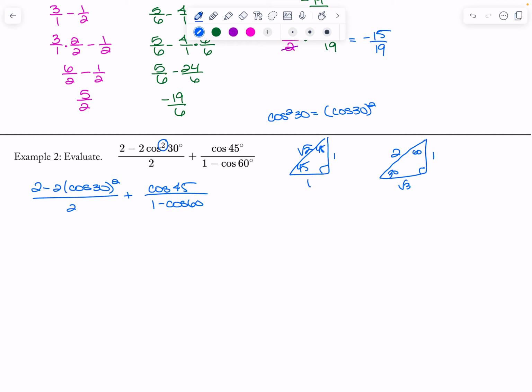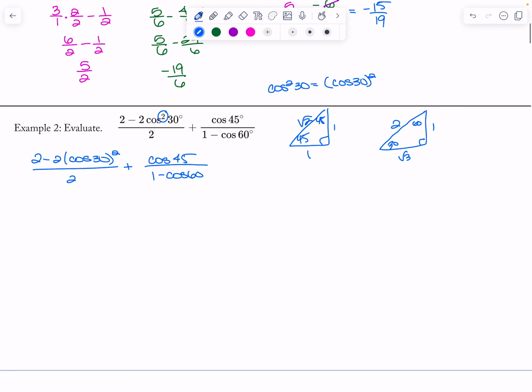Okay, so now I'm going to simplify by looking at my triangle and substituting in. So I have 2 minus 2. The cosine of 30 degrees is root 3 over 2, and I am squaring that, all divided by 2. I guess I could have factored out a greatest common factor to start off with, but that's okay. We're plenty far in. So 1 over root 2, and then 1 minus the cosine of 60. The cosine of 60 is 1/2.